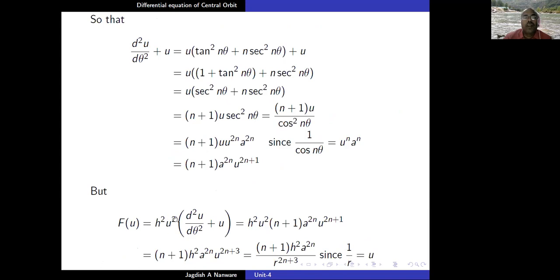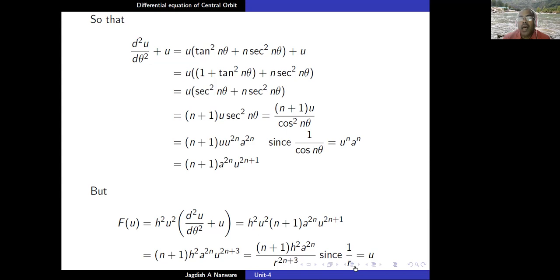See, h² u² into the bracket, right? And substitute this value of this bracket. So its value is this, so that we have substituted. And then simplify. So here n plus 1 as it is, h² as it is, a to the power 2n as it is, this u² multiplied by u to the power 2n plus 1. So that is u to the power 2n plus 3 by laws of indices. Okay. And further, this can be written as, so what is u?